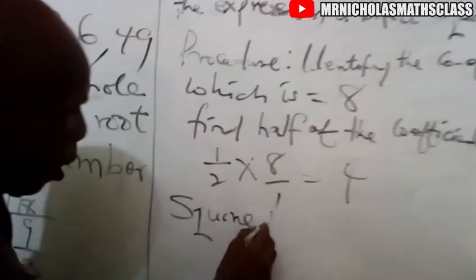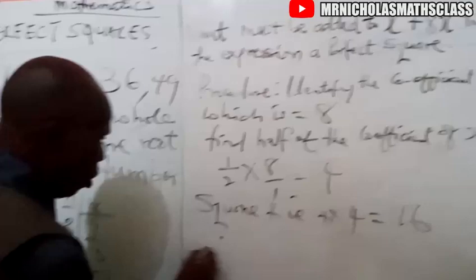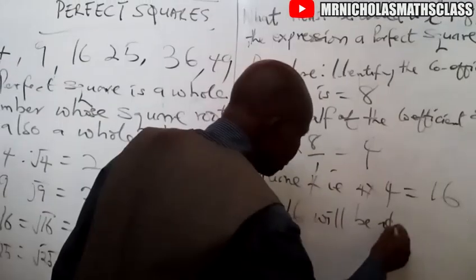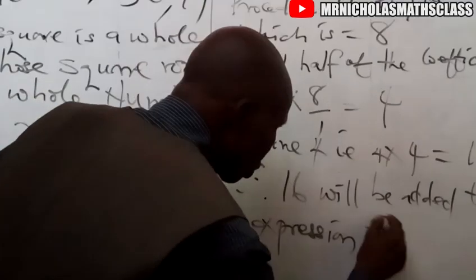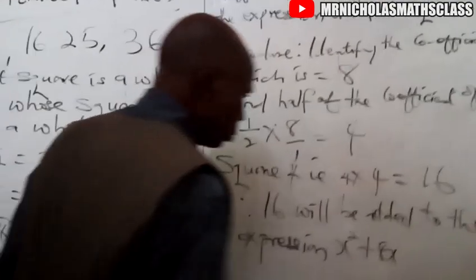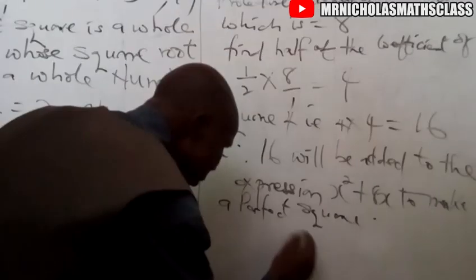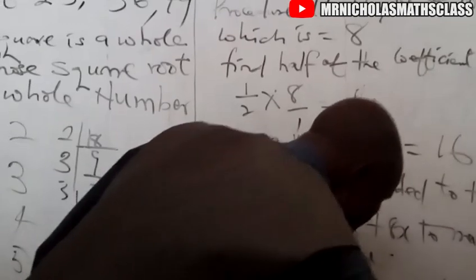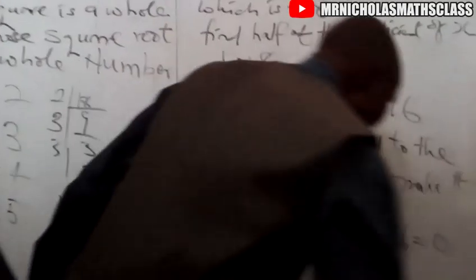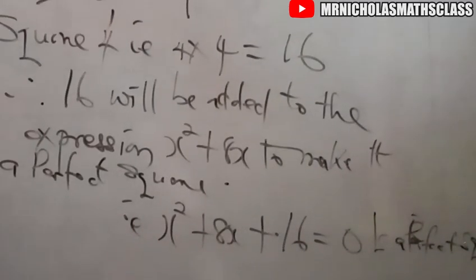Square 4. What do we mean by square 4? That is 4 times 4, which will give us 16. Therefore, 16 will be added to the expression s squared plus 8s to make it a perfect square. So s squared plus 8s plus 16 equals 0 is now a perfect square.